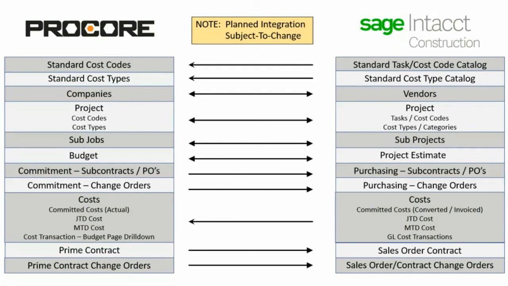This screen here illustrates many of the touch points and integration points between the 2 products. Cost codes, cost types, vendors, companies, project data, estimates, budgetary data, committed cost data, the whole change management process. The screen illustrates a lot of those touch points. The arrows in the middle, of course, are the flow of the data. You'll notice in some cases we've got data flowing from Sage Intacct to Procore. In other cases, we've got it flowing from Procore to Sage Intacct, and in other cases, we actually have it flowing both ways. We're very, very excited about this integration.